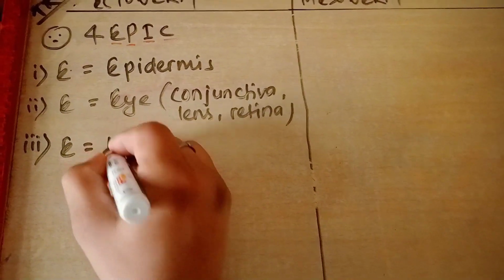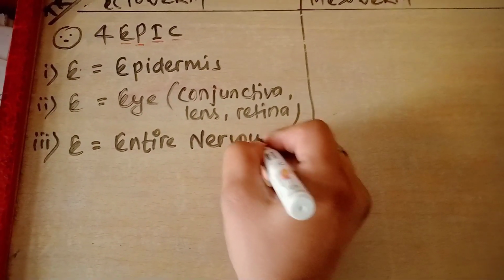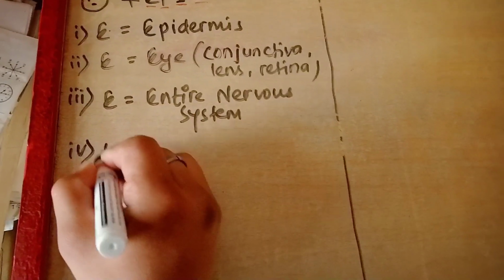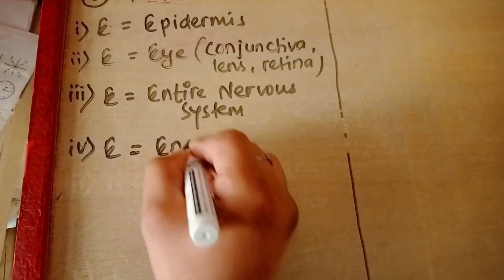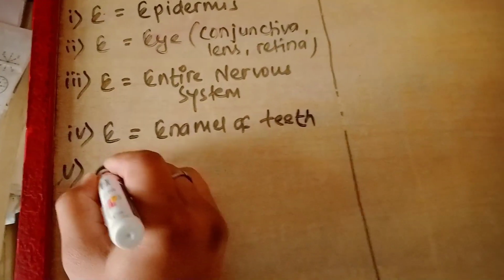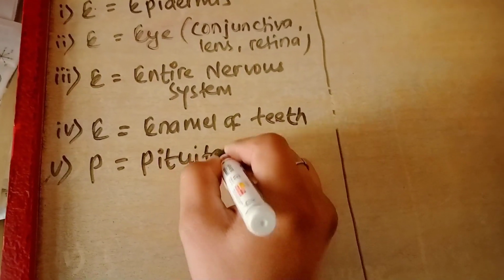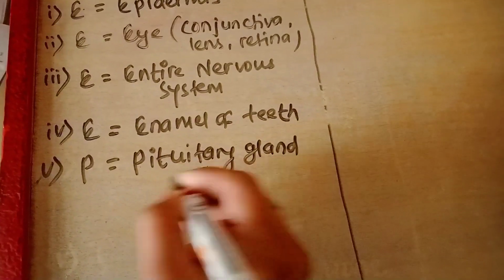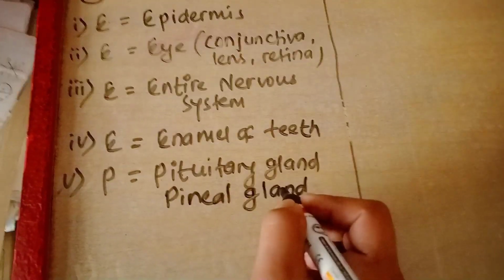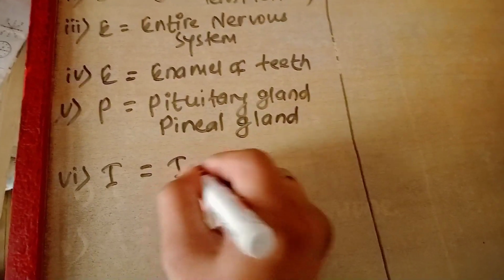And in third we have again E, so E means entire nervous system. And in fourth, again E, so enamel of teeth. Now in fifth we have P, so P means pituitary gland and pineal gland. And in sixth we have I, so I means internal ear.